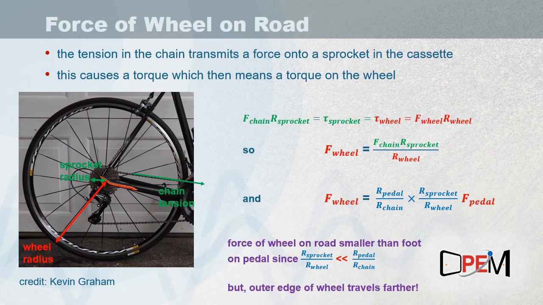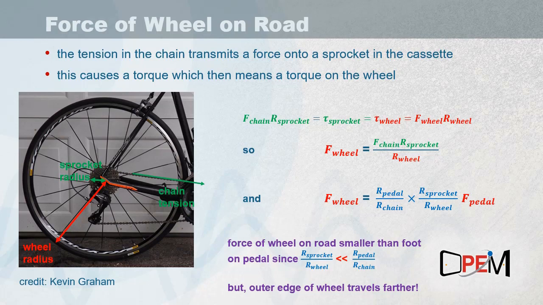So that tension in the chain then translates into a force on the sprocket attached to the back wheel. And so again, there's a torque on that sprocket, which is equal to the torque on the wheel, and we can carry out the same kind of calculation as you see in the top equation, which means the force on the chain, or the tension in the chain that causes a force on the sprocket, times the radius of the sprocket will be equal to the radius of the wheel times the force that the wheel imparts onto the ground.